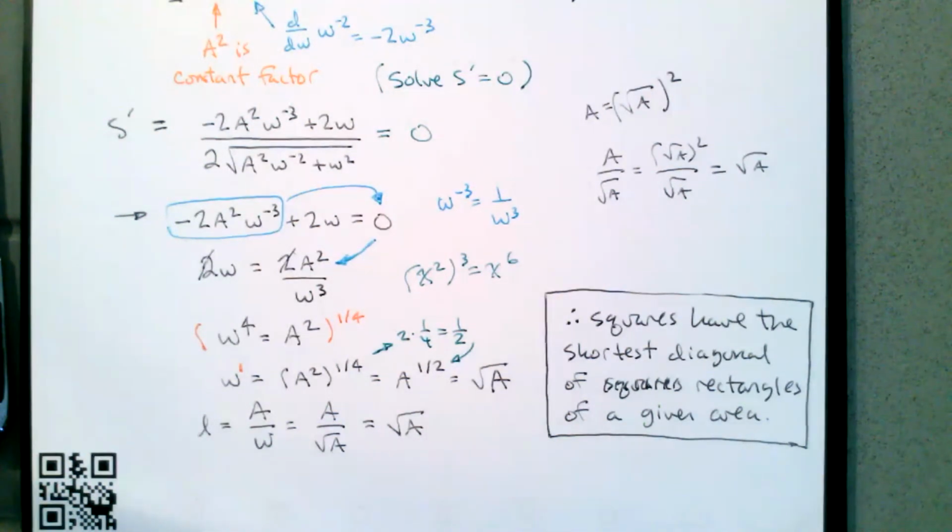All right. So the original problem ends right here. We found out that squares have the shortest diagonal of rectangles with a given area. And that makes sense with our intuition. We try to make things as circular as possible, just like we did with the cylinder yesterday. Same thing with this square. We try to make this square as circular as possible. That's going to be an efficient use of the area.